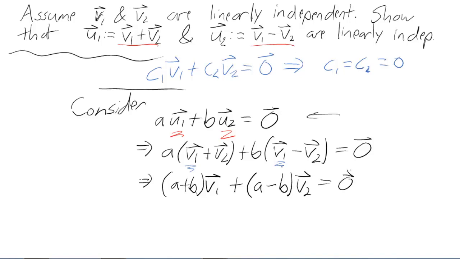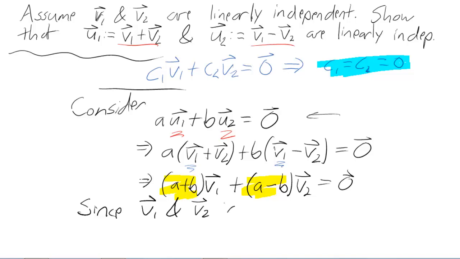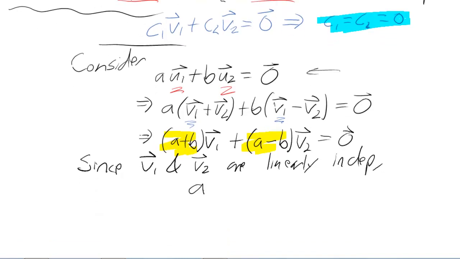But what do we know about the v1 and v2? We know that they're linearly independent. So if we ever find ourselves with a constant times v1 plus a constant times v2 equal to 0 bar, we know that those constants have to be 0. So since v1 bar and v2 bar are linearly independent, what must be true? Well, those constants up here in yellow must be 0. So we know a plus b must equal 0 and a minus b must equal 0.